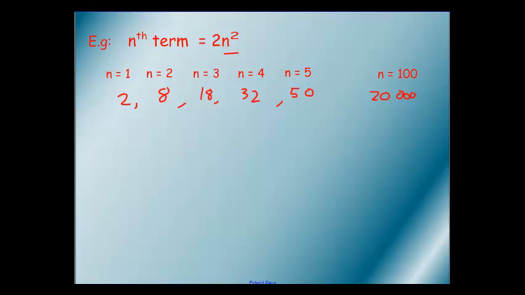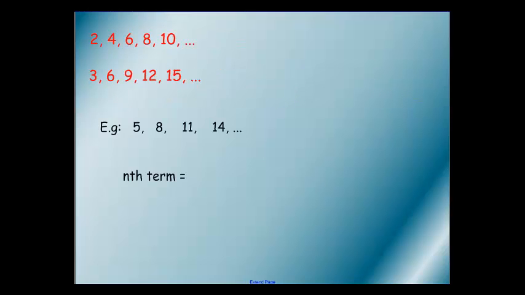Now let's look at going in reverse. So let's take this sequence, 2, 4, 6, 8, 10. This is obviously the 2 times table, and it goes up in 2 each time. Now this sequence here can be generated by the nth term 2n, because this says any number multiplied by 2. So if we start with n equals 1, 2n is 2, n is 2, 2n is 4, n is 3, 2n is 6, and so on.